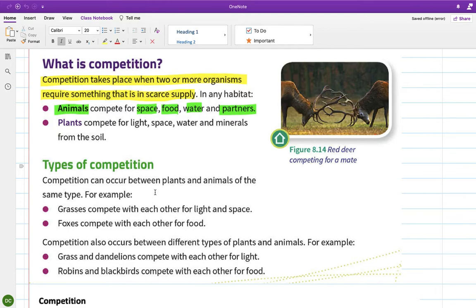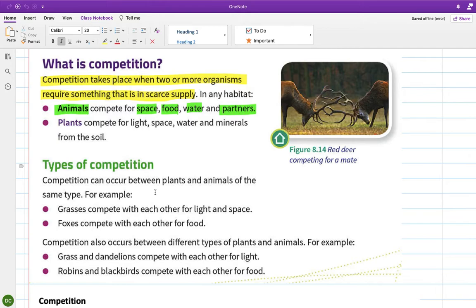Okay, so some of those, if there's a watering hole, you will have competition between maybe zebras and buffalo. So that would be between different species, but competition for partners is normally within the one species.